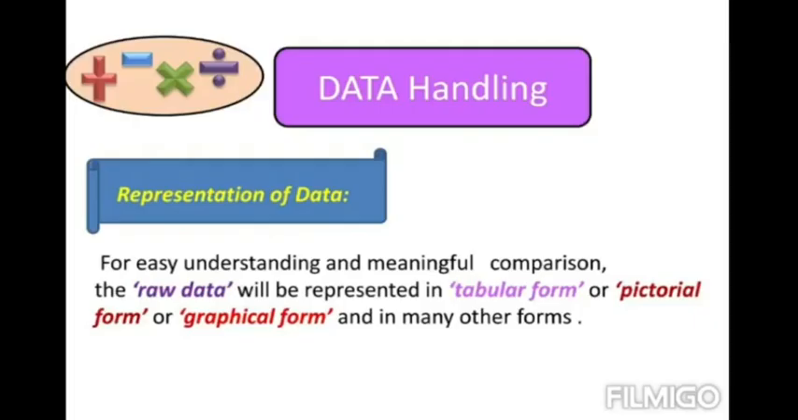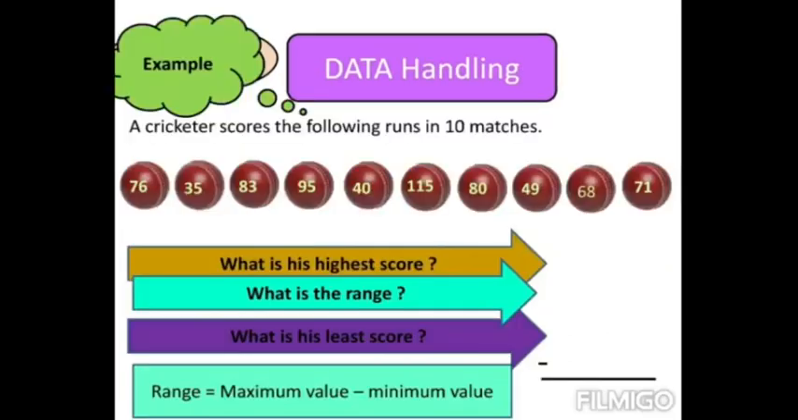Next topic is representation of data. For easy understanding and meaningful comparison, the raw data will be represented in tabular form or pictorial form or graphical form and in many other forms. Next topic is range. What is range? Range is maximum observation minus minimum observation.